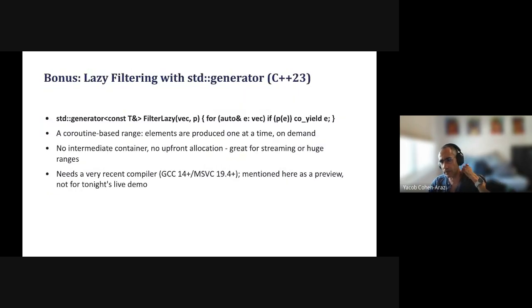std::generator is another way to filter. It's a coroutine-based range. Elements are produced one at a time on demand. So take a look at this.